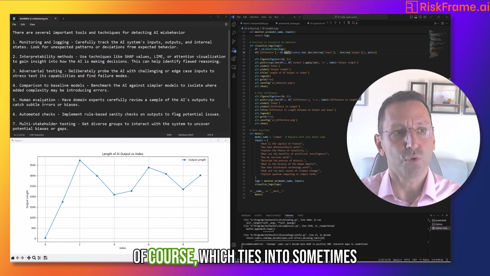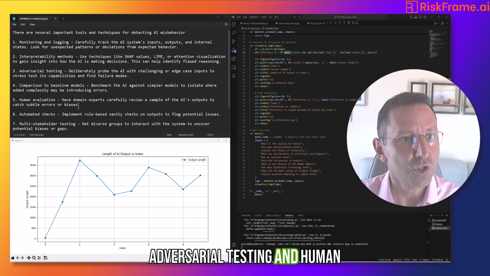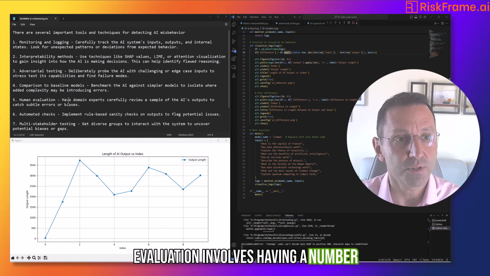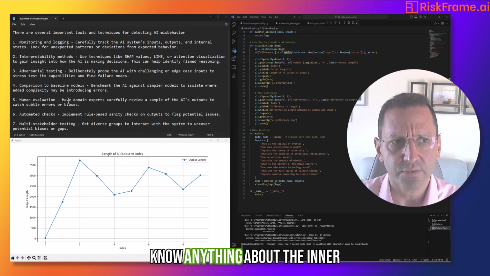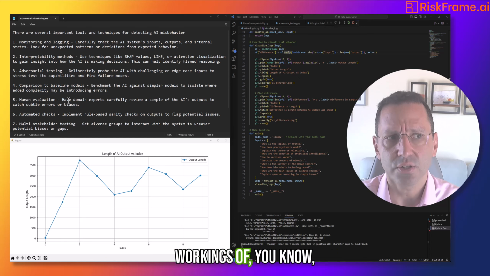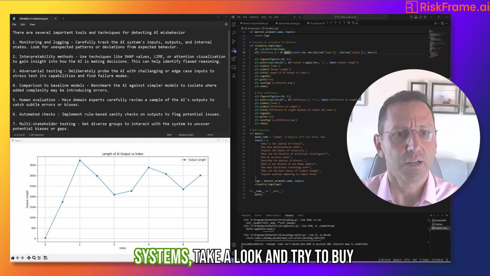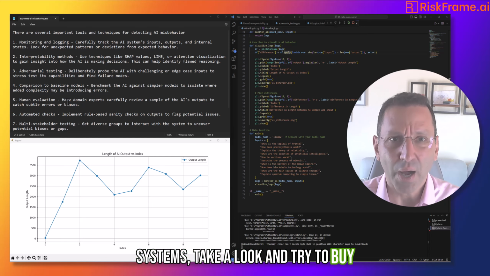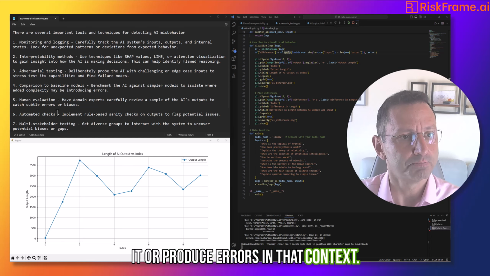Human evaluation, of course, which ties into sometimes adversarial testing, and human evaluation involves having a number of domain experts, prompt engineers, people that don't really know anything about the inner workings of transformers and modern AI systems, take a look and try to bias or produce errors in that context.